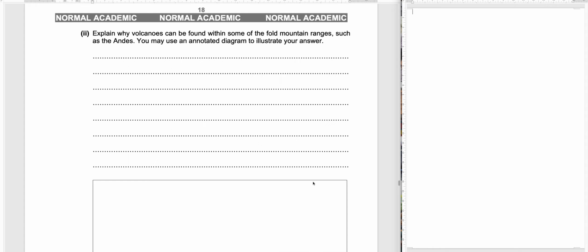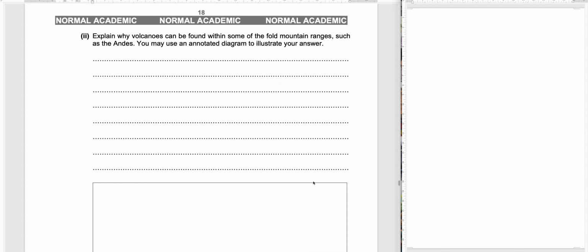Okay, we're looking at your question 5A part 2 of your prelims. You're asked to explain why volcanoes are found within, because some of you talk about found outside or found away. Found within means it must be inside. So why are volcanoes found within some of the fold mountain ranges, such as the Andes?